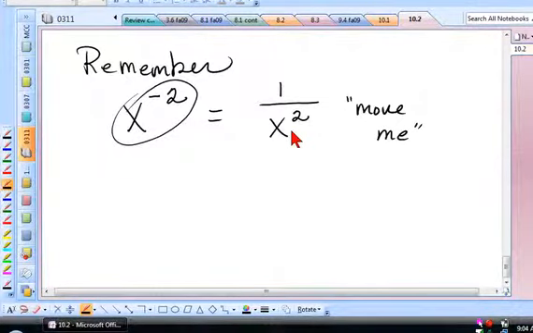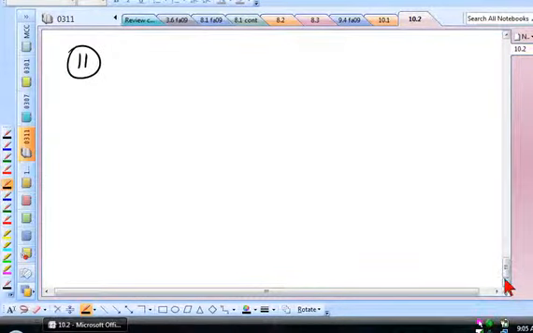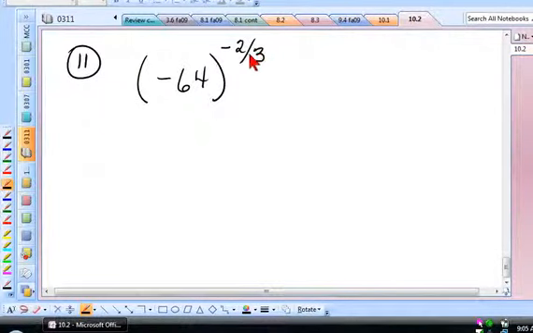Number, what are we on? 11? It says, write with a positive exponent, simplify if possible. The base is negative 64. The exponent is negative 2/3. Oh my goodness, we have a lot to do.